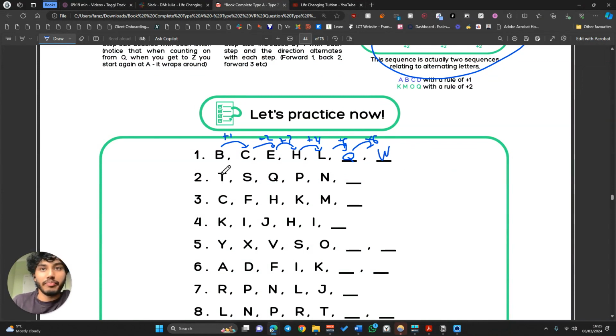So let's go to question 2. T to S. Actually, no, that is -1. S to Q. That's -2. If you think QRS, right? Q to P. Again, that's going to be, I think, probably -3. But let's just try.